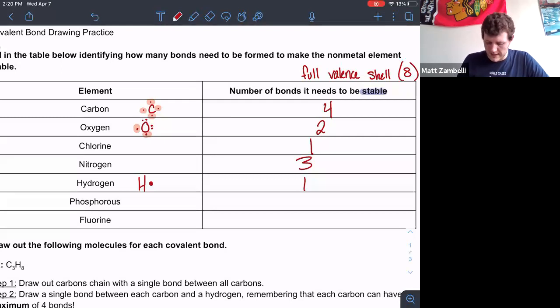Three, awesome. And last but not least, fluorine. One, awesome. There we go. Are there any questions on any of the ones we've looked at up here? All right, I'm going to take that as a no.